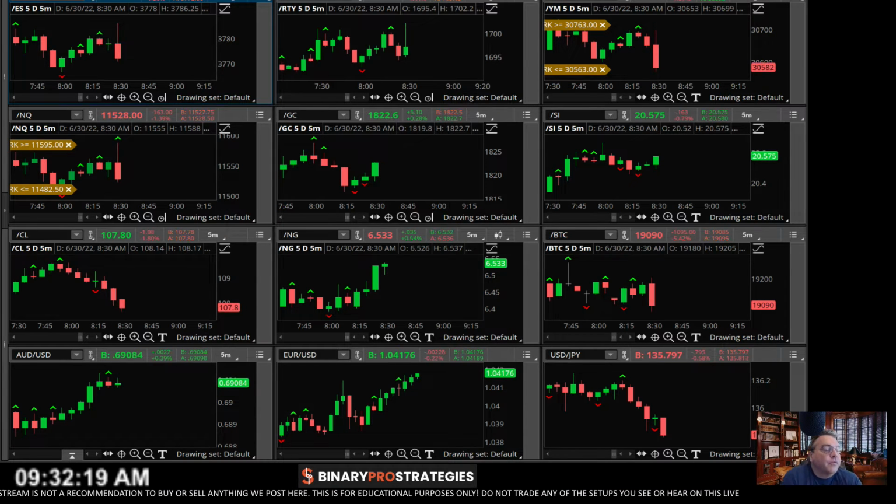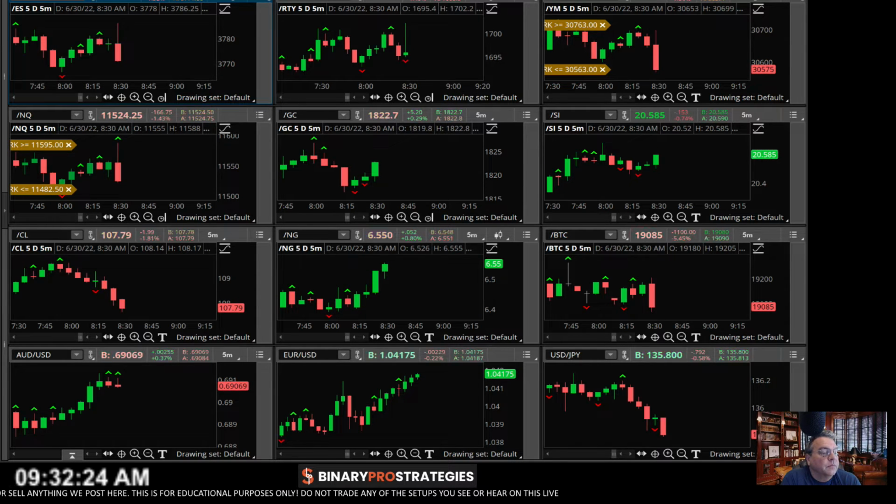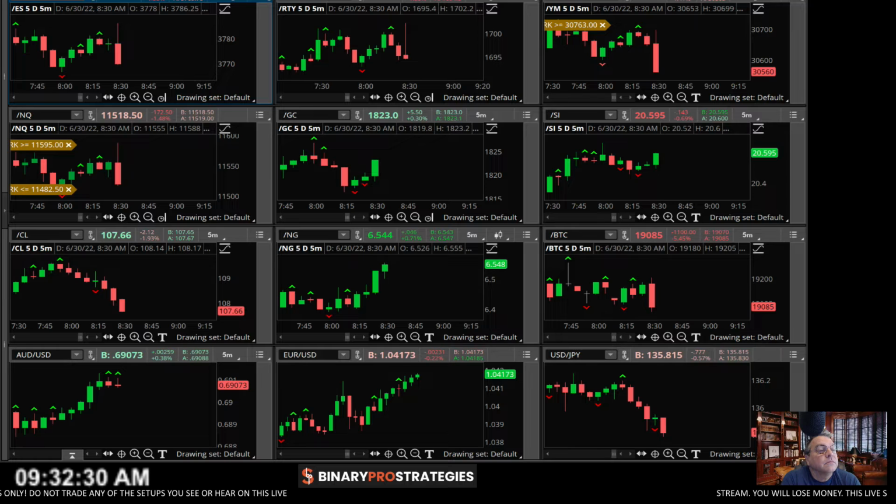We had a gap about 3 or 4 days ago. Well, let's see, 1, 2, 3, 4. About 4 days back, 5 days back, we had a gap that just got filled on the Dow. So let's see if it wants to run and go back up.